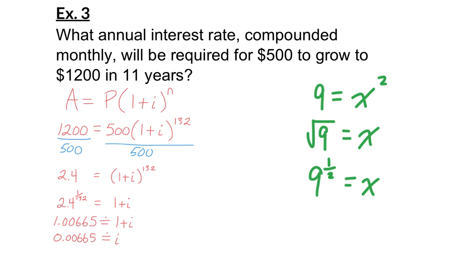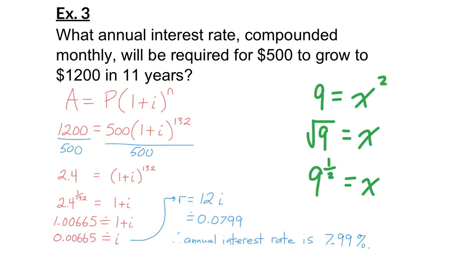1.00665 approximately. And if I want to know what I is, subtract 1, I is 0.00665. But remember, I is not the annual interest rate. It's the interest rate per compounding period. The compounding periods are months. So if I want to know the annual interest rate, I need to multiply this by 12. So when I do that, I get about 0.0799. That's about 7.99% as the annual interest rate.